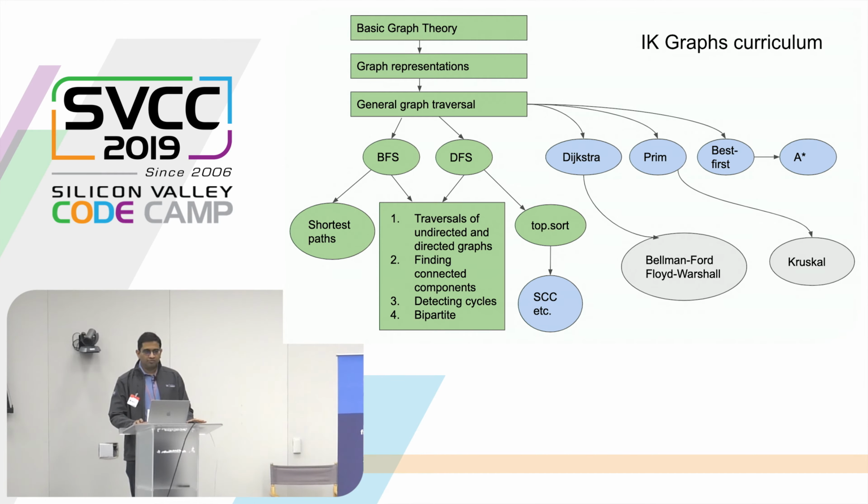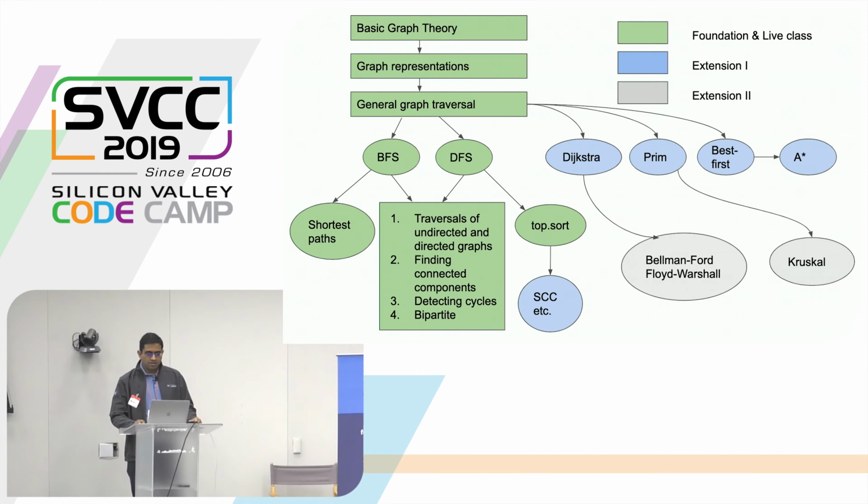This is an overview of what the graphs curriculum at IK looks like. I have shown the curriculum itself as a graph. You can see that the topics we cover are shown in 3 different colors. The topics in green are the ones that we cover in our foundational material and live class. The topics in blue and gray are more advanced. We cover them in extension classes.